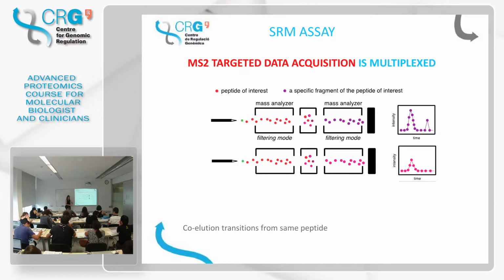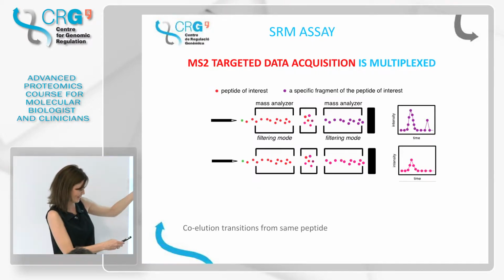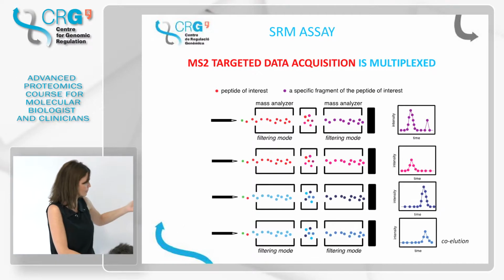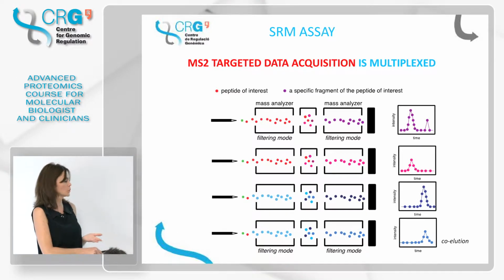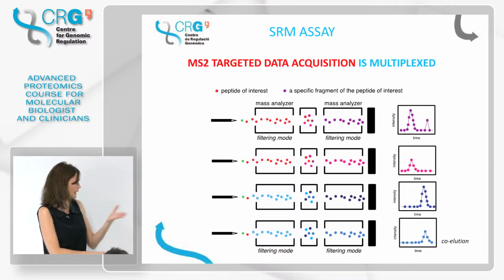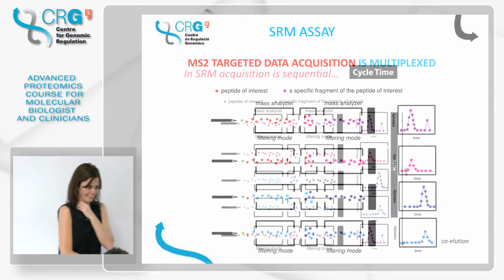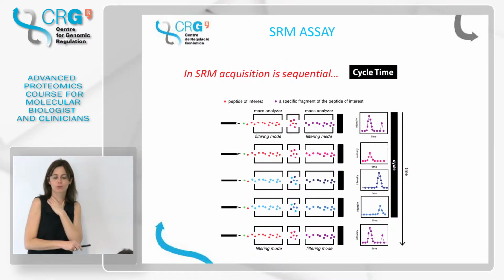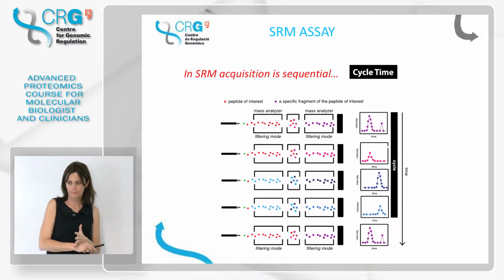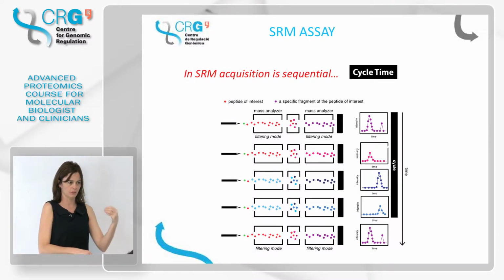And because we have this extra time, we can also use it to go to a second peptide and measure one fragment of this peptide and another fragment of this same peptide. Because this is a discontinuous sampling. So this is what we call the cycle time. I don't know if you have heard about cycle time.